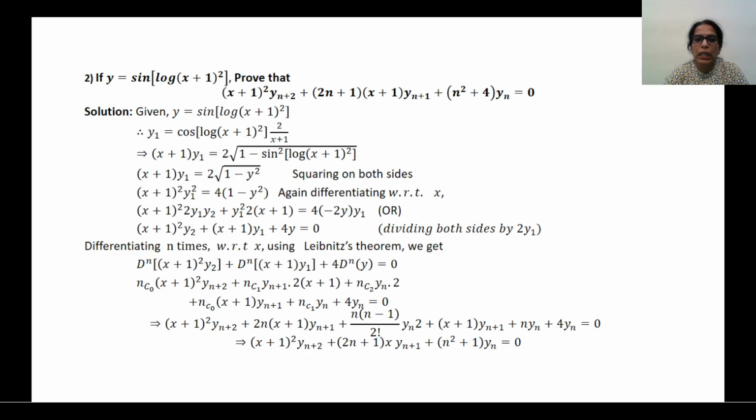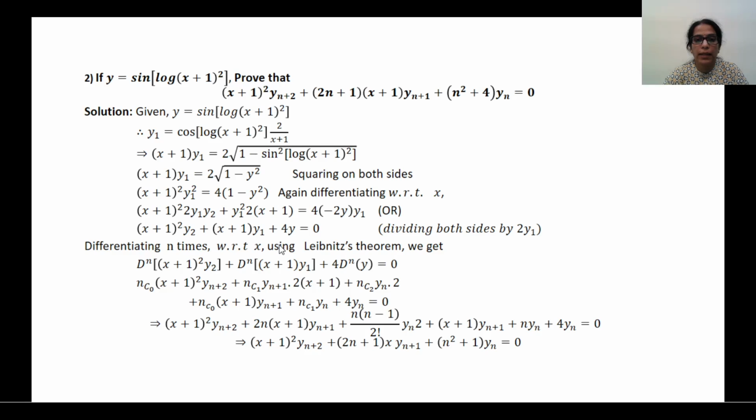Now divide the whole equation by 2 into y1. So this 2y1 gets cancelled, here also 2y1 gets cancelled, here also 2y1 gets cancelled. What are you left with? It's x plus 1 whole square y2 plus x plus 1 into y1. Now transfer this term to the LHS. It's plus 4y equal to 0.